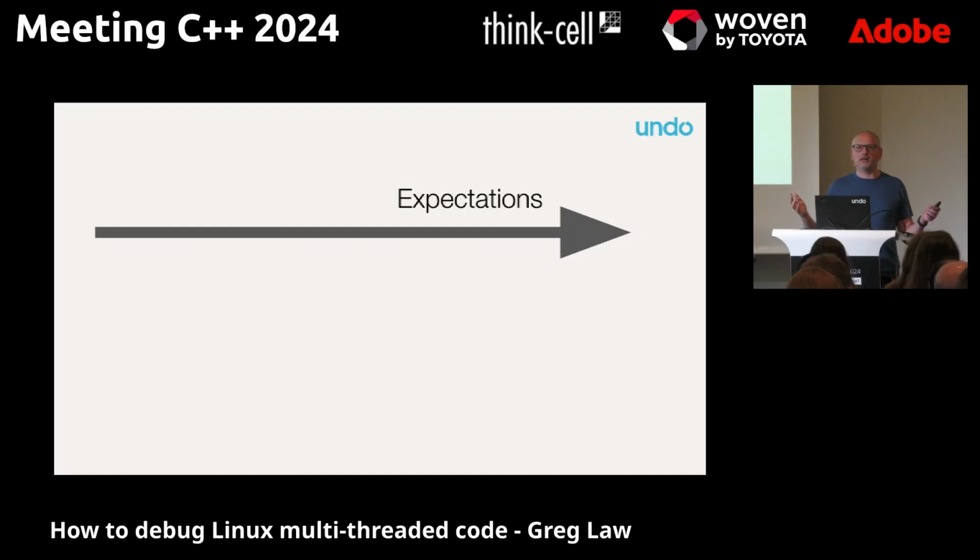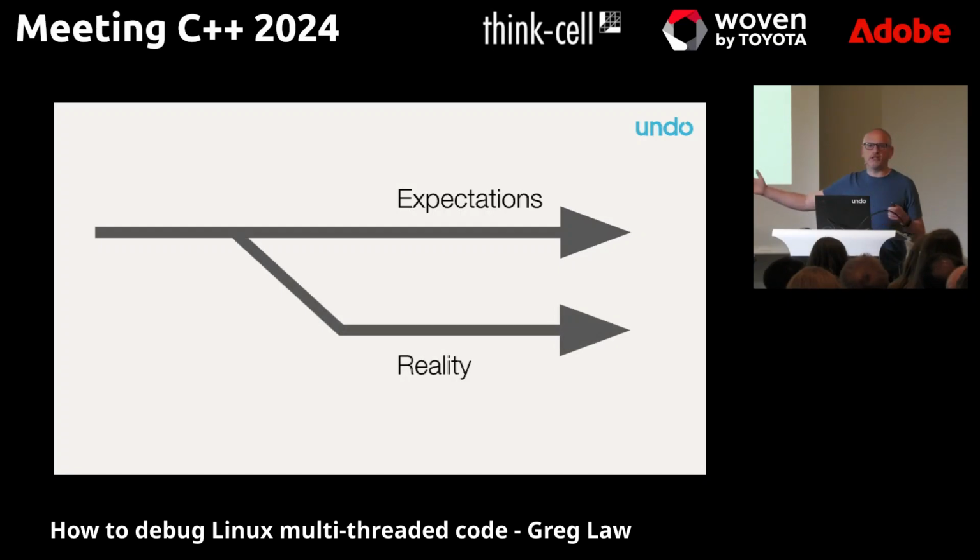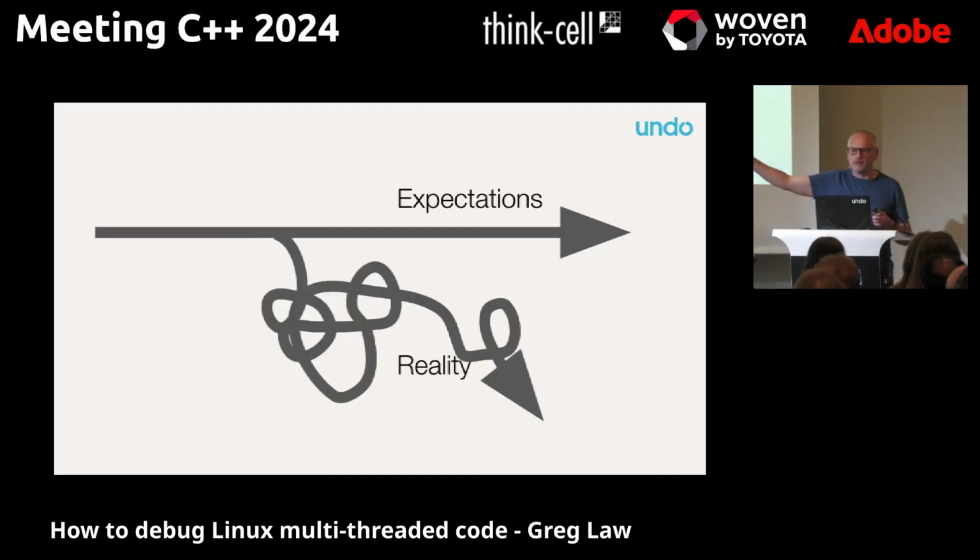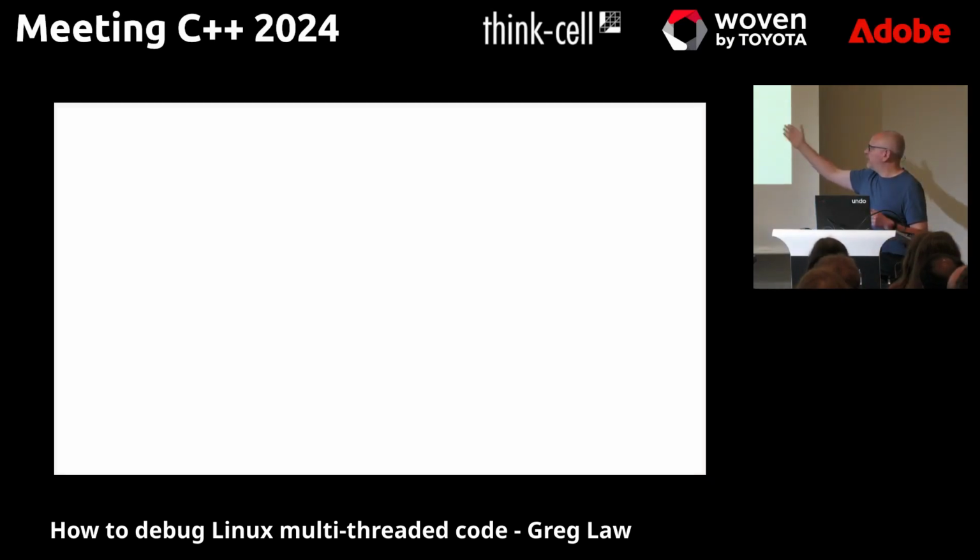A bug. What is a bug? Race conditions are obviously a type of bug. I've got expectations of what my program is going to do, and reality diverges from my expectations. The process of what we call debugging, which is really about discovering the root cause of the bug, is to figure out where reality diverged from my expectations. Often it looks a bit more like that.